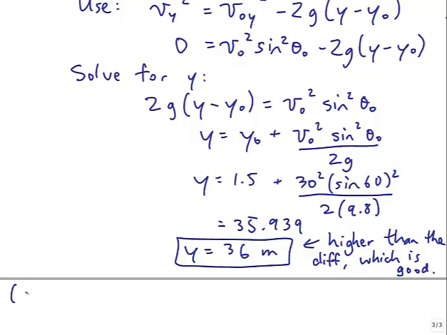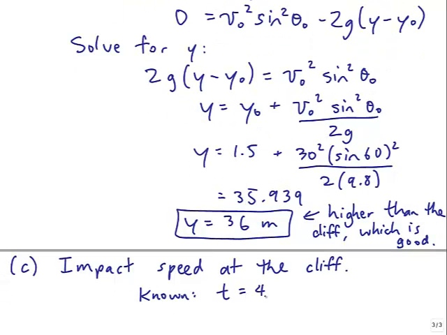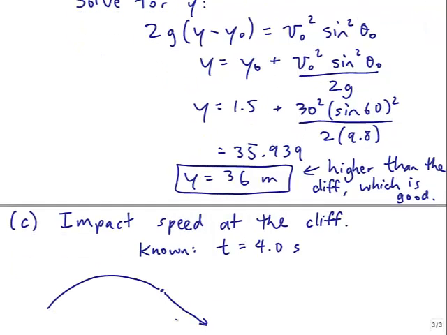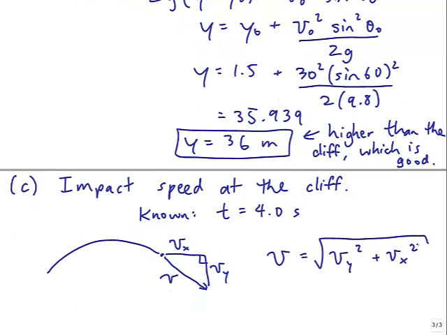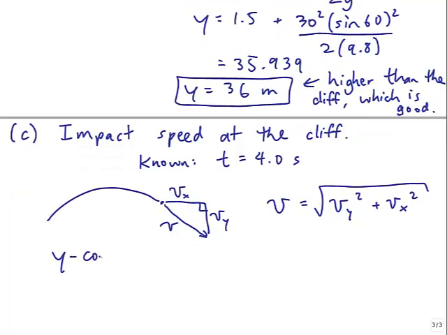So C is the impact speed at the cliff, so at the end of part A, I guess. The known here is the time was 4 seconds, and I think it's going to be going down and to the right since it's beyond its maximum height. There's our little triangle. So we're going to use Pythagoras. V is the square root of vy squared plus vx squared. Let's start with the y component.